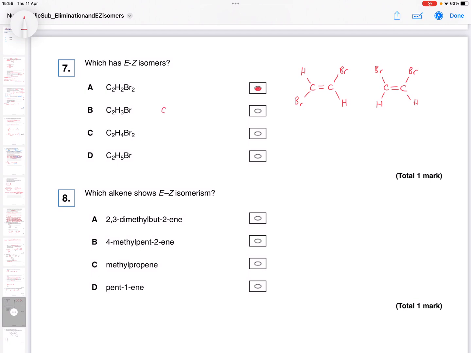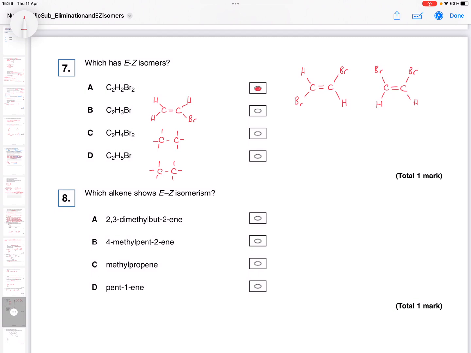C2H3Br, let's satisfy ourselves. This one cannot, because once we've got hydrogens in 3 positions, then that one can't have different molecules. The next one isn't an alkene because it's got 6 bonds to the 2 carbons, so that must be a halogenoalkane. And the next one is also a halogenoalkane because it has 6 substituents bonded to the 2 carbons, in whatever order we do those in. They're both alkanes, so it must be A.